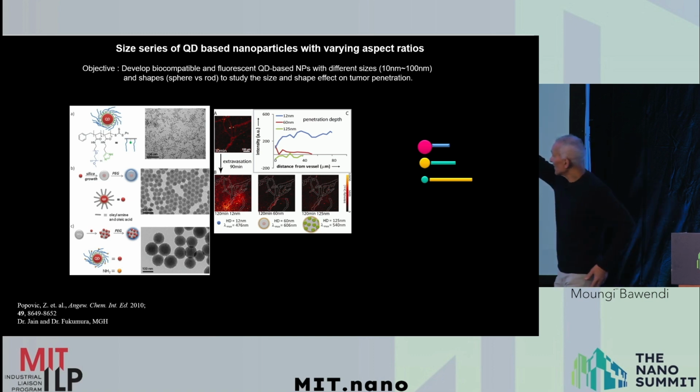Up here, you see that the big ones, 60 nanometers, they just don't go into the tissue at all. They just stay in the blood vessel. So in terms of delivery, that's terrible. The 12 nanometer one is able to penetrate out of the blood vessels into the tumor.